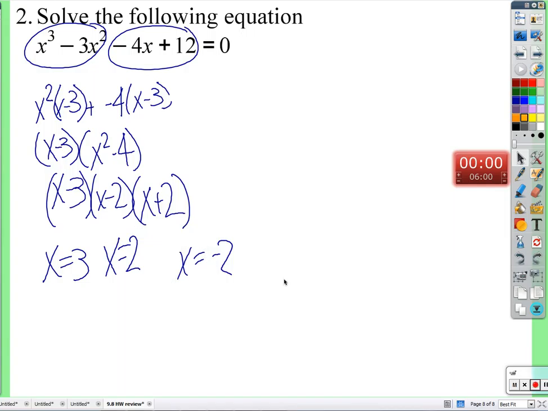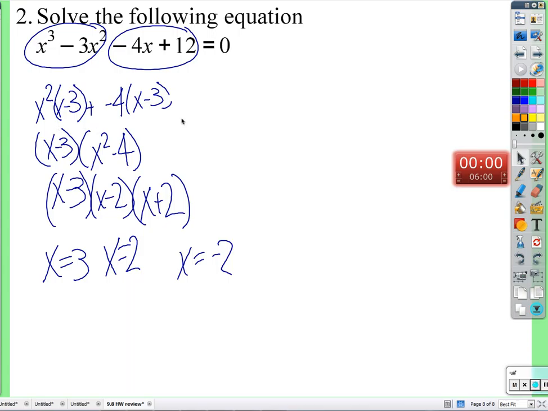So it's clearly circled these into two groups, and this group has an x squared in common. You factor out x squared, from there you get an x, and you get a negative 3, because x minus 3. Is it right? Yeah. Factor out a negative 4. We get an x, negative 4 times x is negative 4x. Negative 4 times negative 3 is positive 12.